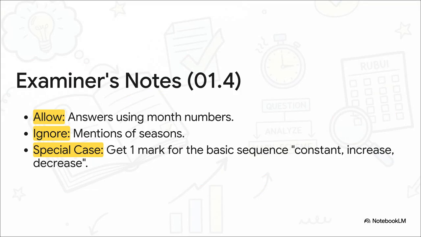Okay, now this is where the mark scheme is absolute gold. It gives these extra notes just for the examiner, and now we get to see them. Look, they'll allow you to use month numbers instead of names. Super helpful. They'll ignore any mentions of seasons, so don't even bother writing about spring or summer. And get this, there's a special case. If you just write constant, then increase, then decrease without any dates, you can still scrape 1 mark. This is the kind of insider info that helps you squeeze out every possible point.